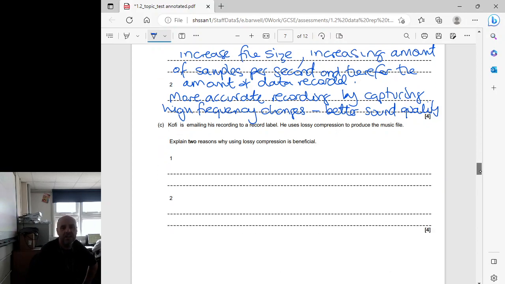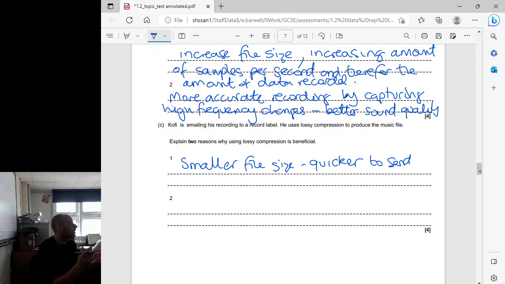So again, lossy compression. And it's the same reasons. Smaller file size. And he's going to email this. So smaller file size, so it would be quicker to send. Not easier. People keep saying easier. Never use that word. So quicker to send, or maybe there's a size limit on emails. Some email systems do have a size limit. Quicker to send, and there may be a size limit for attachments.